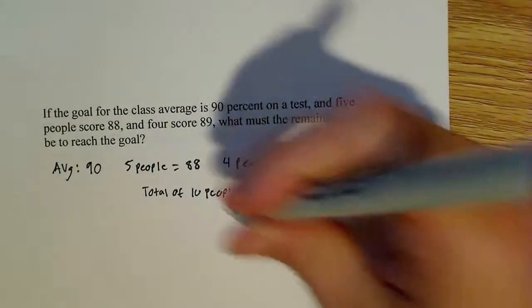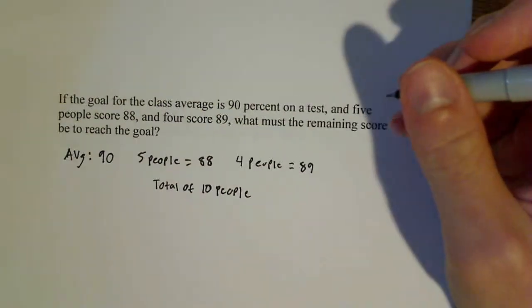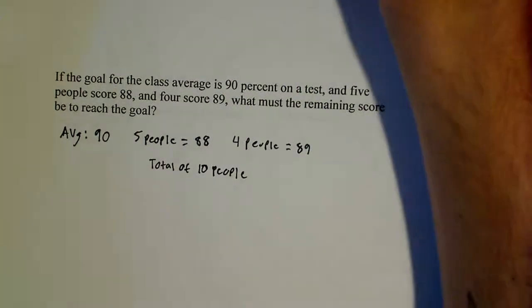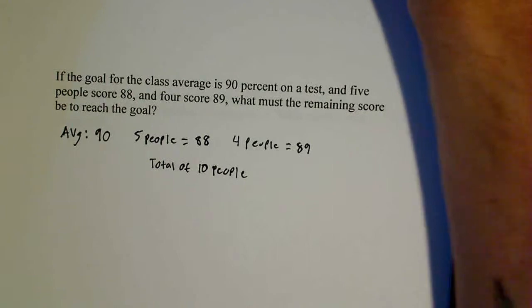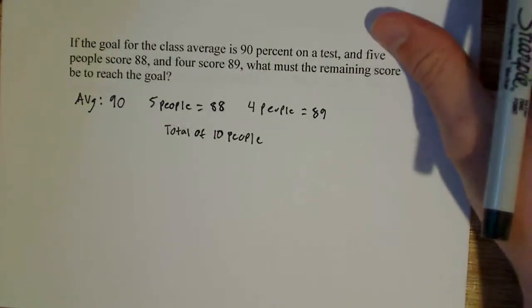And that's an important bit of information because in order to find the average, you need to know how many people or how many test scores you're dealing with. So in this case, I'm dealing with a total of 10 people, or a total of 10 test scores.